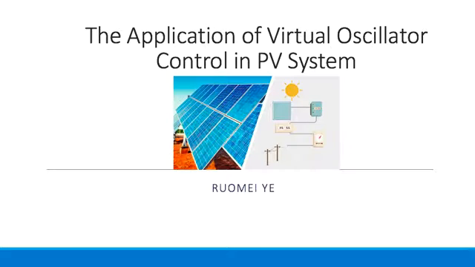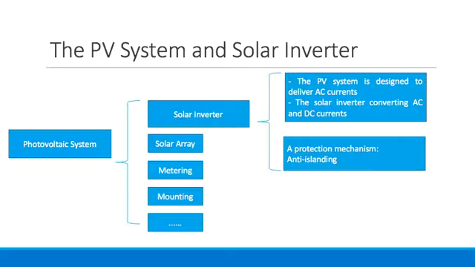Before we talk about this new strategy, let's first have some background information about the PV system and the solar inverter. So what is the PV system? It is basically using the solar panels to gather the energy from sunlight and then use the solar inverter to convert the energy into electricity. The two most important parts are the solar inverter and the solar array. For the solar inverter, it is highly related to the stability issue of this PV system.